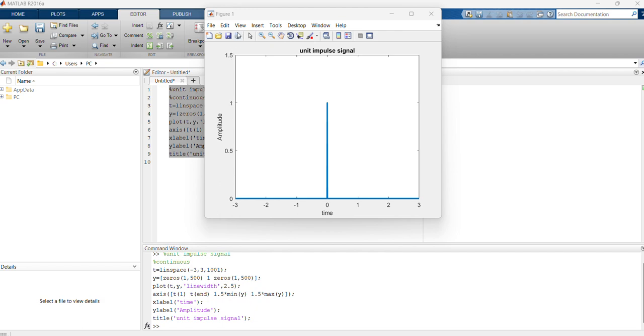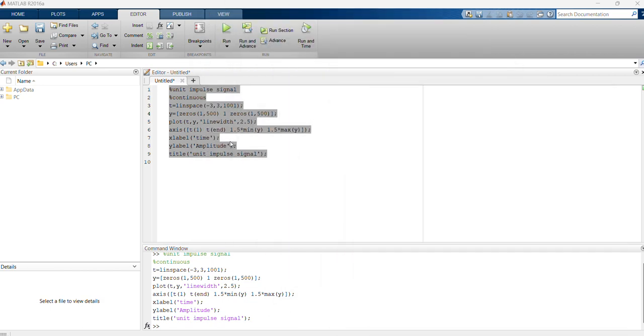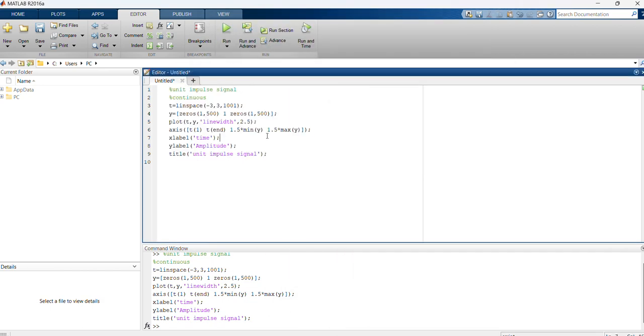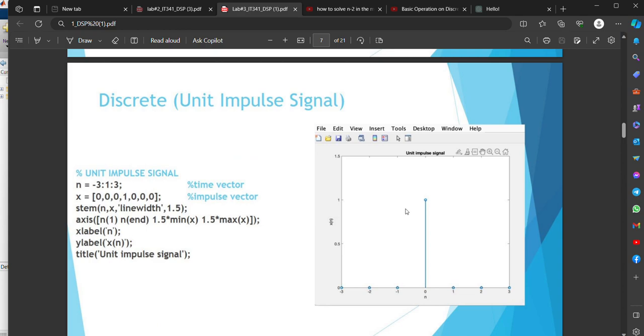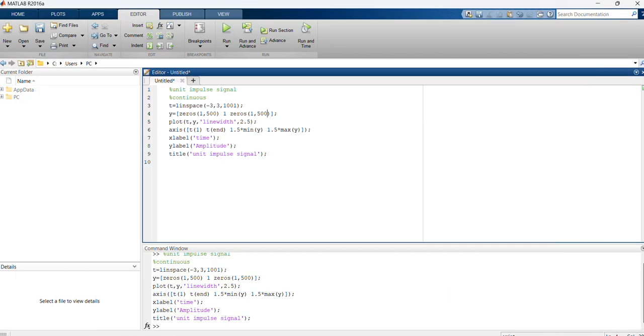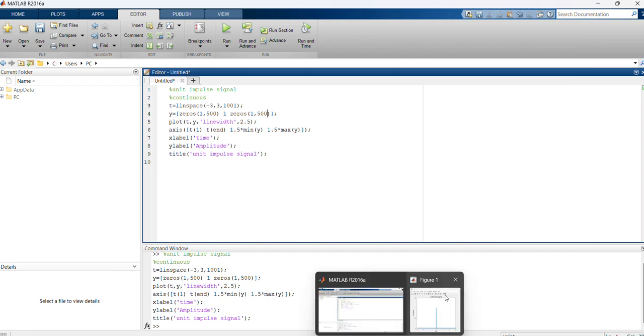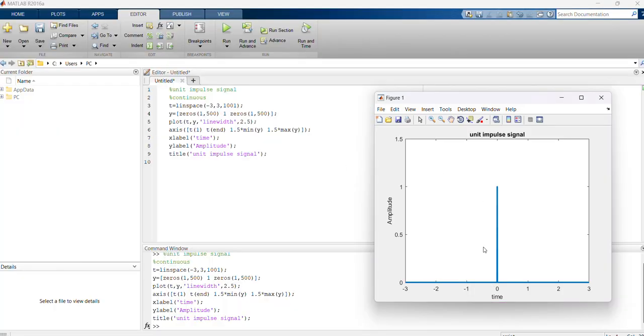You will ask me why it's drawn till 1.5. Because we said 1.5 times the minimum and 1.5 times the maximum. 1.5 times the minimum. What's the minimum over here in the y? 0, right? So 1.5 times 0 is 0. 1.5 times the maximum. What's the maximum over here? It's only 1, right? Elsewhere it is zeros. So 1 is the maximum. So 1.5 times 1. Okay.